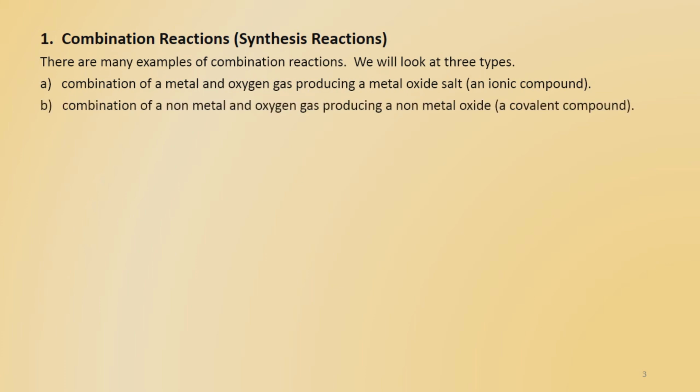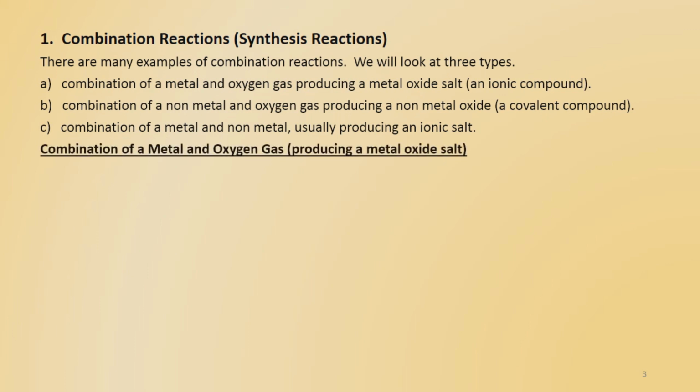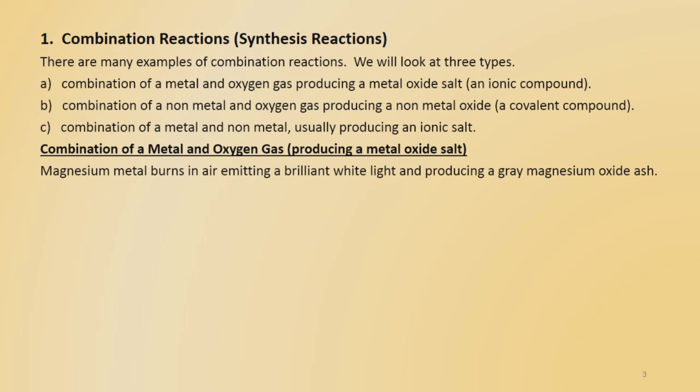Second, the combination of a nonmetal and oxygen gas producing a nonmetal oxide, which will be a covalent compound. And finally, the combination of a metal and a nonmetal other than oxygen, and that will produce an ionic salt. So first, the combination of a metal and oxygen gas producing a metal oxide salt. Let's consider magnesium metal. It burns in air, emitting a brilliant white light, and produces a gray-white magnesium oxide ash.